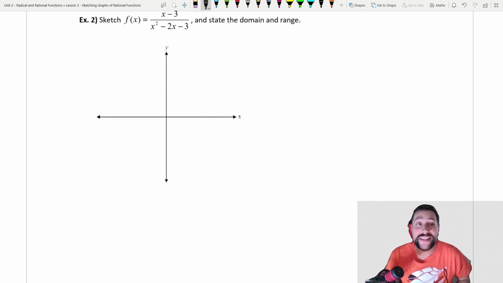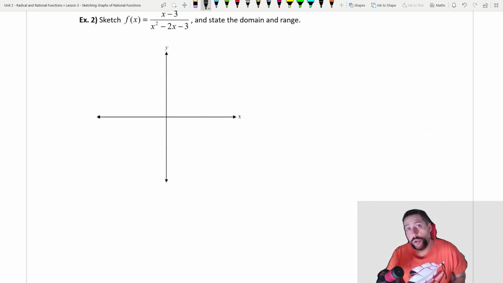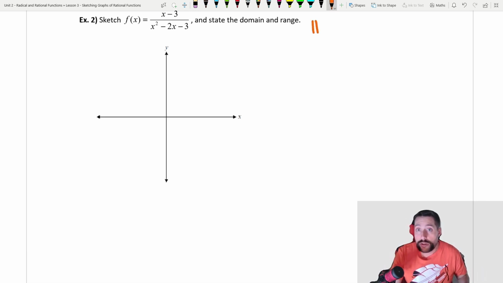Moving on to example 2. So this shape is going to look different, but we're going to go through the same steps as before. Sketch f of x is equal to x minus 3 divided by x squared minus 2x minus 3 and state the domain and range. First off, I personally like to do the horizontal asymptote just to get that out of the way.